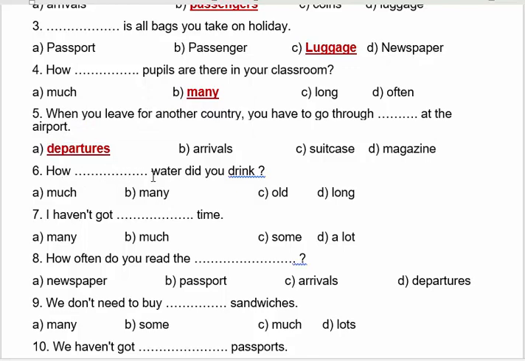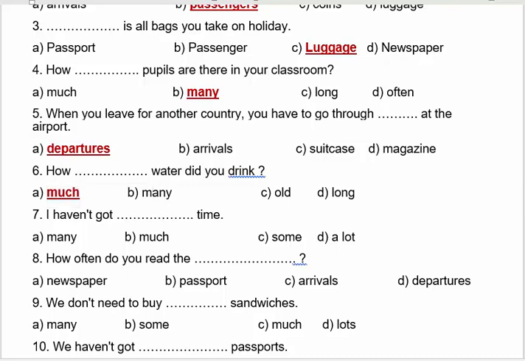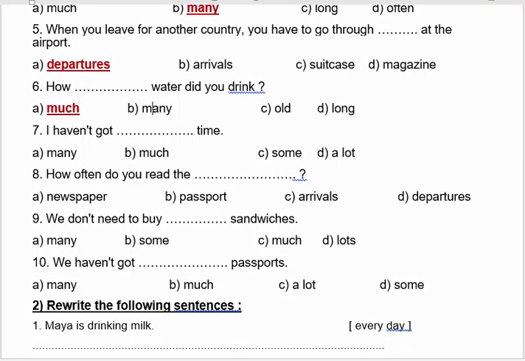Number 6, how blank water did you drink? Okay, how much, how many, how old, how long? Look at water. Water is an uncountable noun, so we have to use much. The answer will be how much. How much water do you want to drink? Or how much water did you drink?